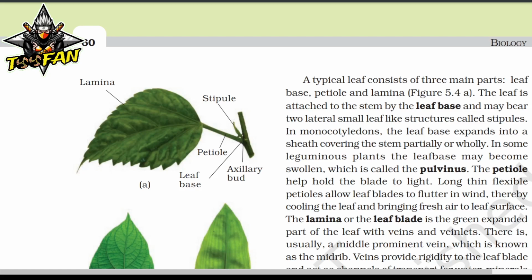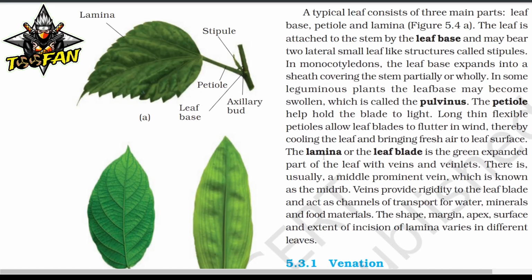The petiole helps hold the blade to light. Long, thin, flexible petioles allow leaf blades to flutter in wind, thereby cooling the leaf and bringing fresh air to the leaf surface. The lamina or the leaf blade is the green expanded part of the leaf with veins and veinlets. There is usually a middle prominent vein, which is known as the midrib. Veins provide rigidity to the leaf blade and act as channels of transport of water, minerals, and food materials.